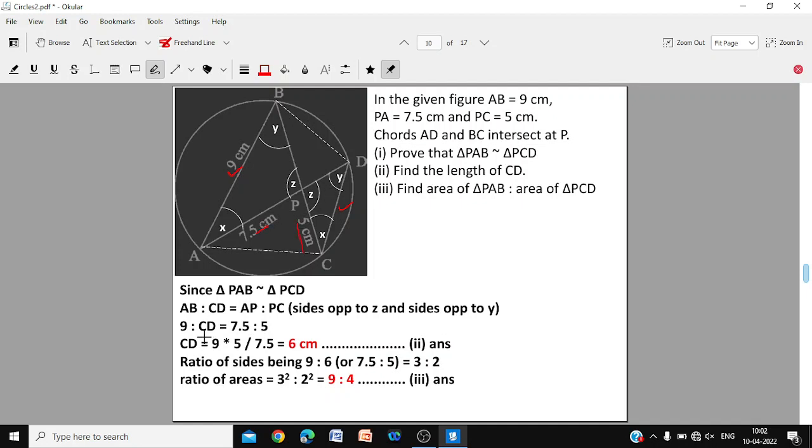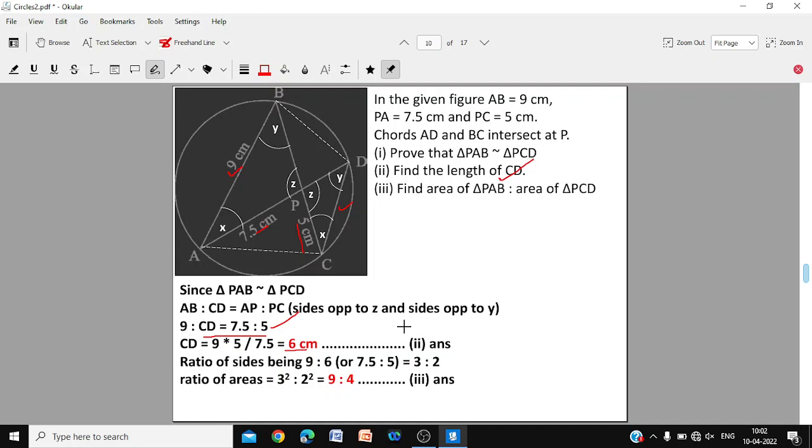So this ratio must be equal to this ratio, the sides opposite to Z angle and the sides opposite to Y angle must be equal in ratio. So we get this equal ratio. So we get CD equal to 6 centimeter. One more part is solved.